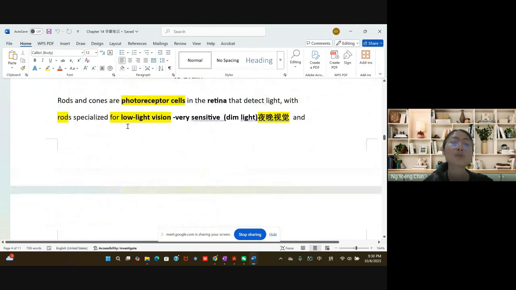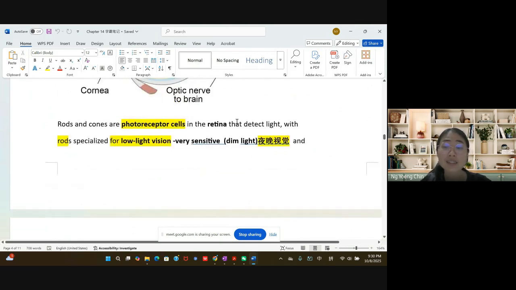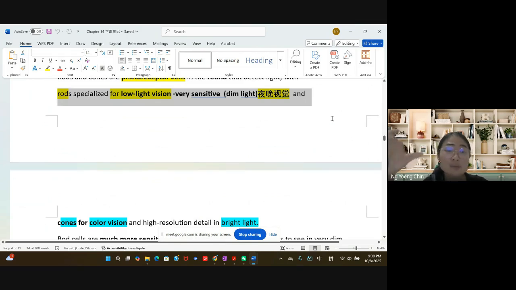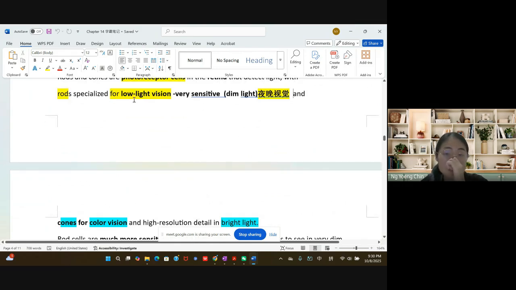So the exam will ask you about the rods and cones. The kind of answer you should write is that rods and cones are both photoreceptors located in the retina, so they can detect light. The rods help to detect light, especially at night time, so they are much more sensitive as compared to the cones. Rods are for low light vision, very sensitive at night time.